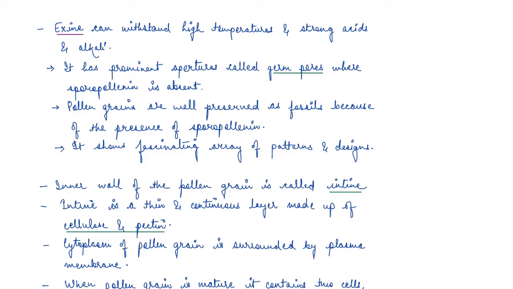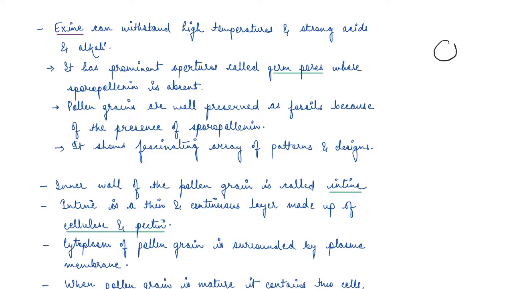Okay, and pollen grain exine has prominent apertures which are known as germ pores, right? And this is the point where sporopollenin is absent. So basically, pollen grains are well preserved as fossils because of the presence of sporopollenin, right? And exine exhibits a fascinating array of patterns and designs as well, right? So it can be like this.